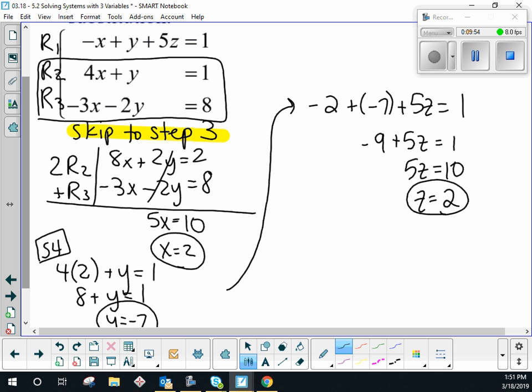Step 5. Vianney, read step 5 for us, please.